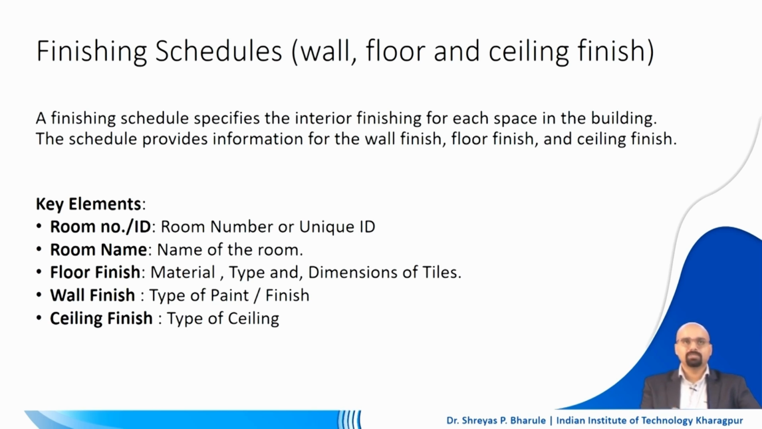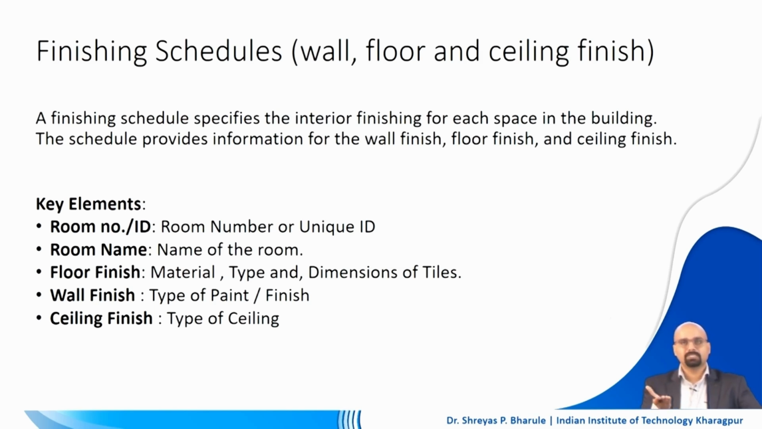So in the wall finish, what type of paint will be used, whether it will be an art wall or whether it will be a simply emulsion painted wall. So all of that is to be mentioned. The type of paint is also to be mentioned with colors or the paint scheme which has been agreed upon between the client and the architect, right. Next is the ceiling finish.